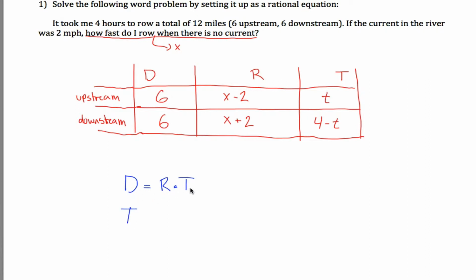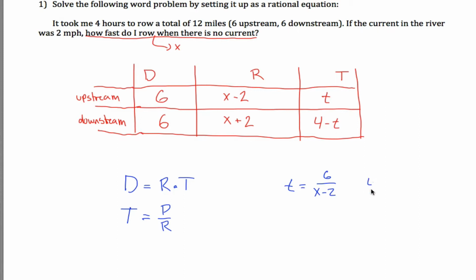So if distance equals rate times time, then time must be equal to distance divided by rate. I took this formula and divided both sides by r. Why is this better? Because now I know that this t right here is equal to this distance divided by this rate. Using the top row up here, I come up with this equation. I don't need to stop there. I can use the bottom row and come up with a similar equation.